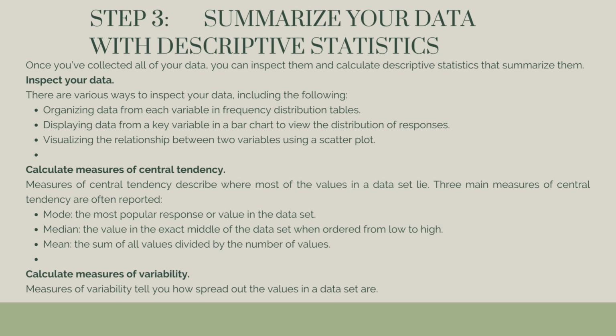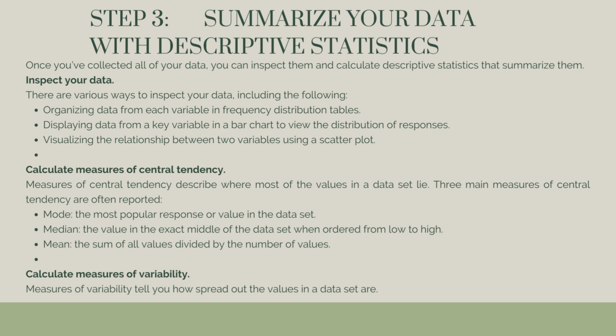Inspect your data. There are various ways to inspect your data, including the following: organizing data from each variable in frequency distribution tables. Displaying data from a key variable in a bar chart to view the distribution of responses. Visualizing the relationship between two variables using a scatter plot. By visualizing your data in tables and graphs, you can assess whether your data follow a skewed or normal distribution and whether there are any outliers or missing data.